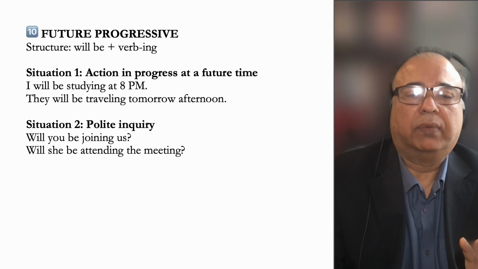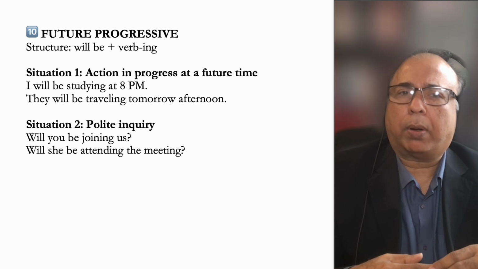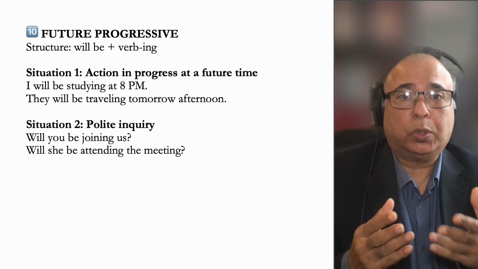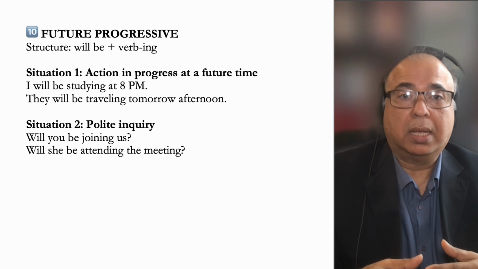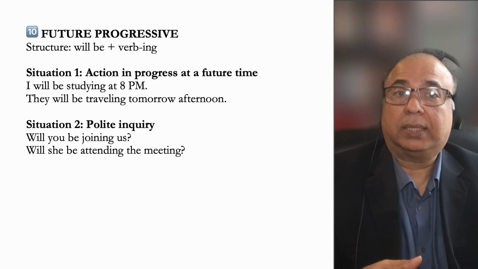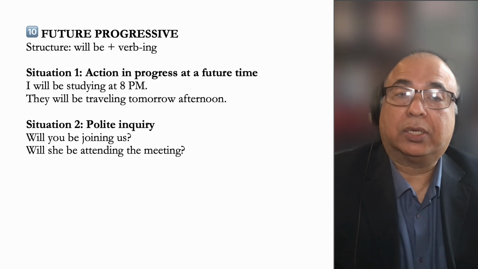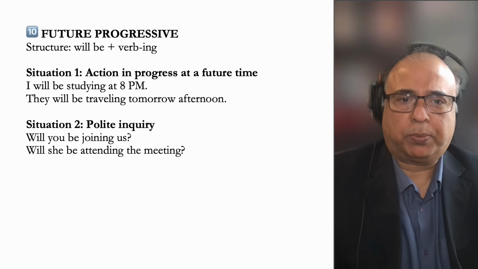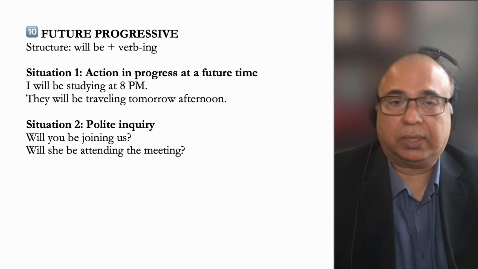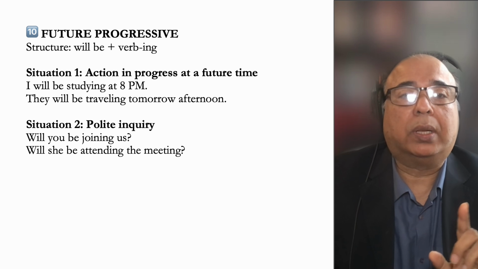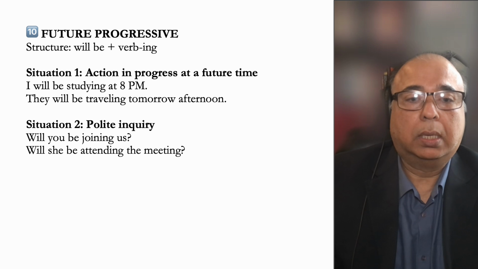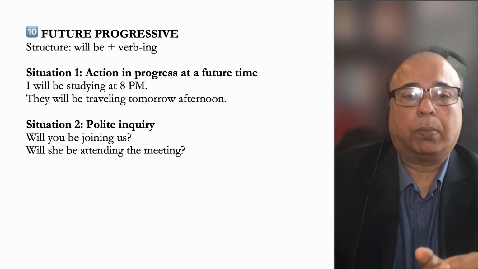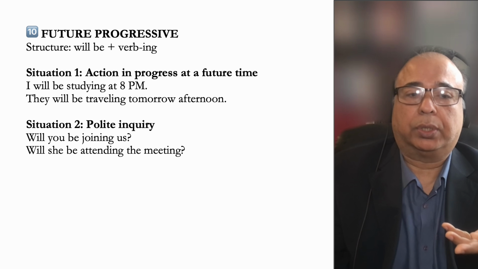All right. Future progressive. Do you remember present progressive? I am speaking to you. You are listening to me. And past progressive. I was taking a shower when someone knocked on the door. Future progressive is about an action that hasn't happened yet. It will happen in the future. So will be and the verb in the ing form. Action in progress at a future time.